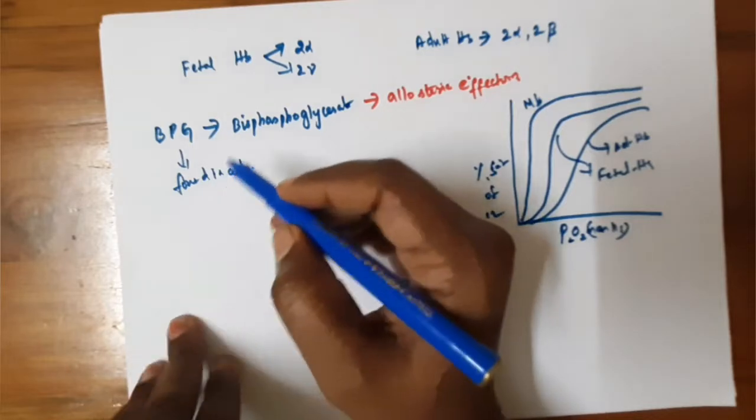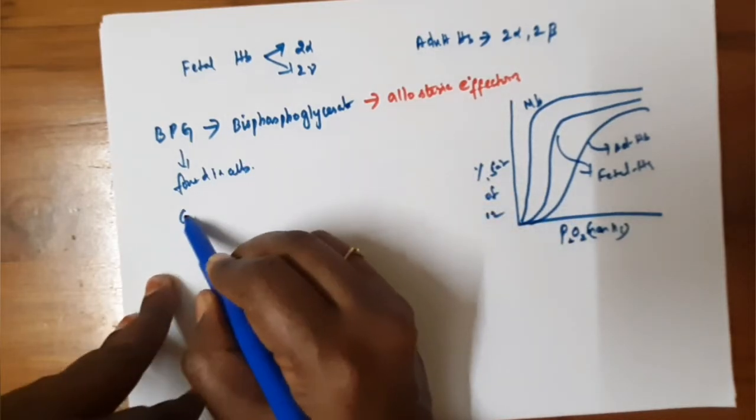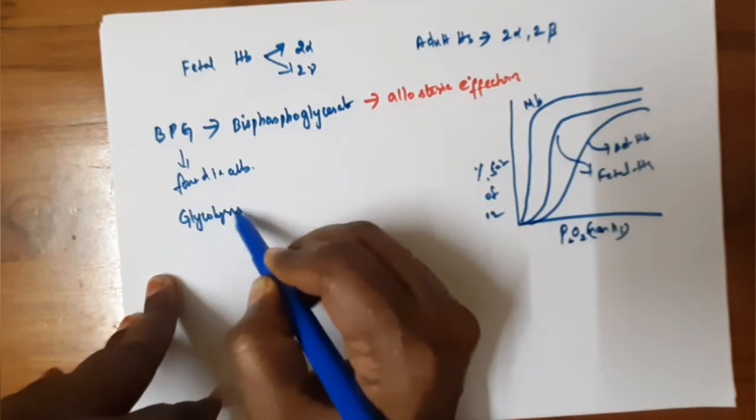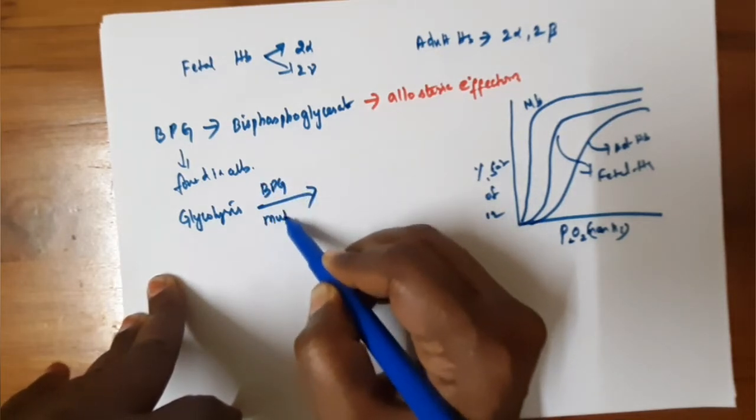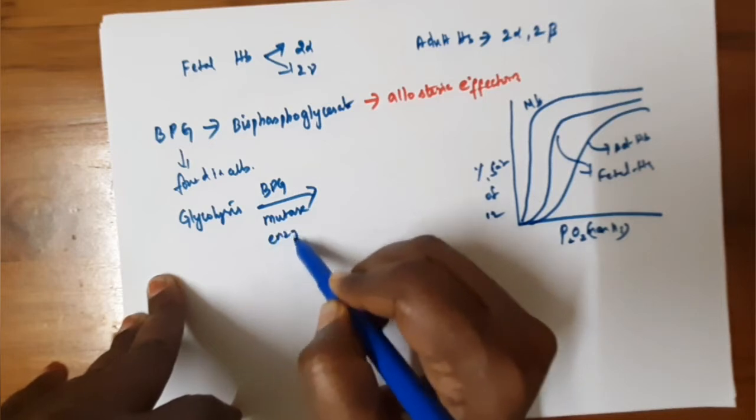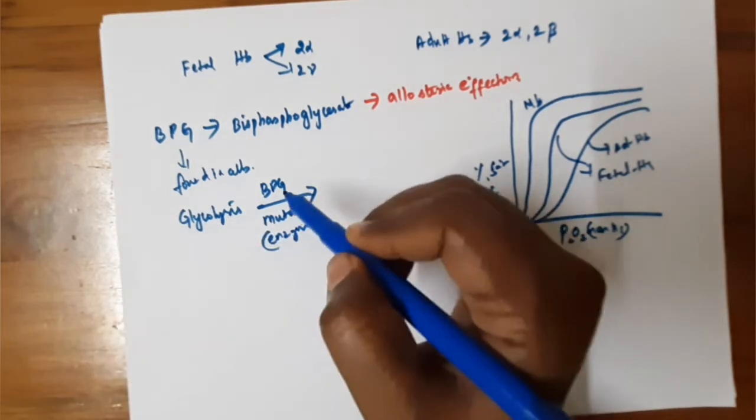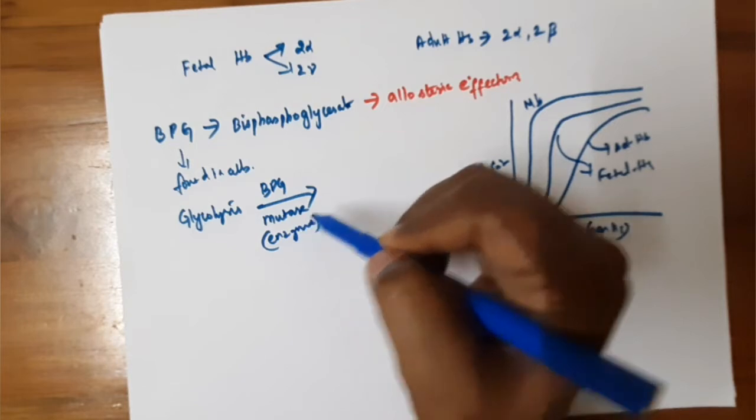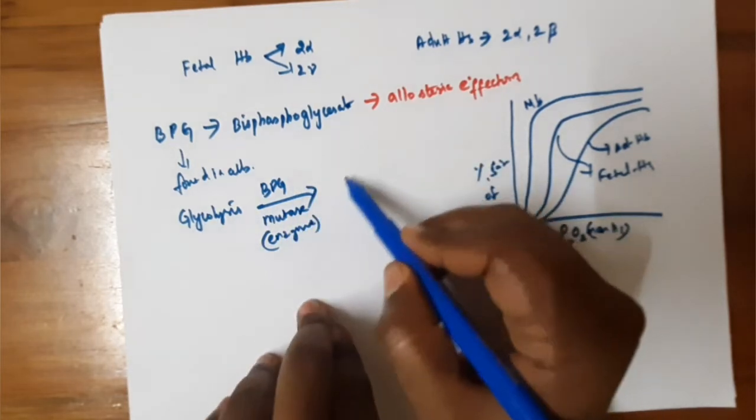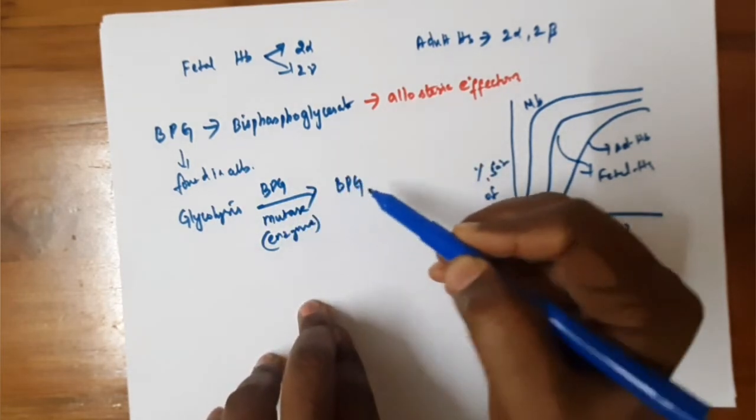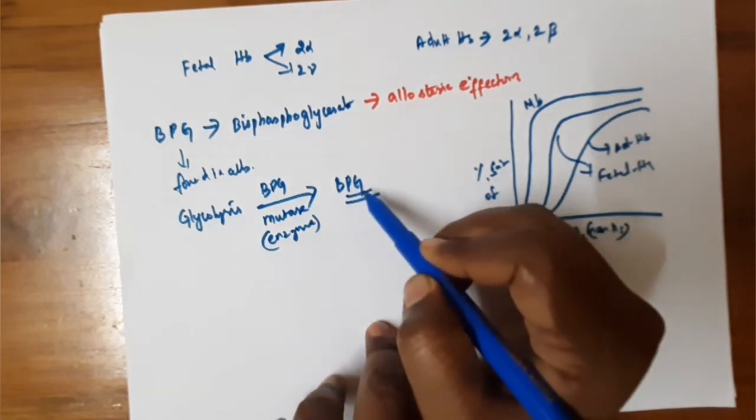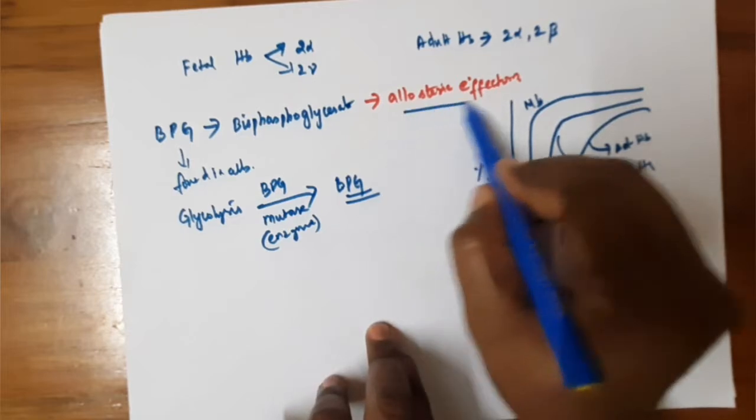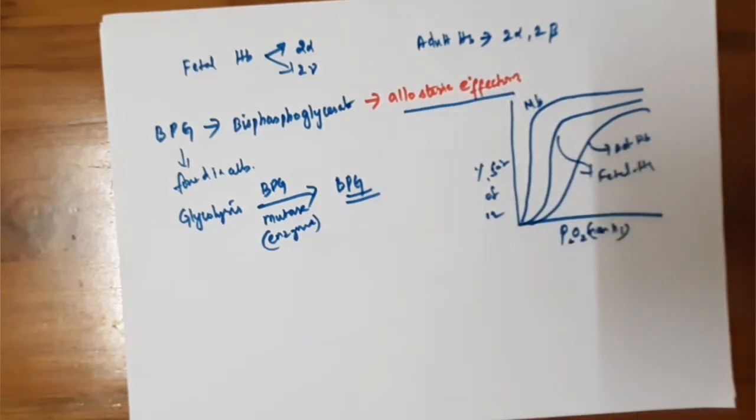It is formed during the glycolysis reaction, facilitated by the enzyme bisphosphoglycerate mutase. So one of the intermediates is called BPG. This BPG has a crucial role in the binding of dioxygen in hemoglobin. That is, it acts as an allosteric effector.